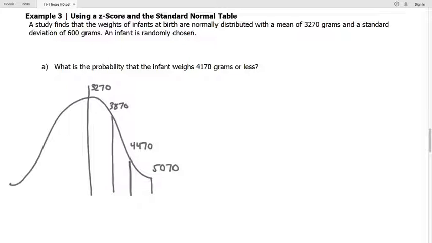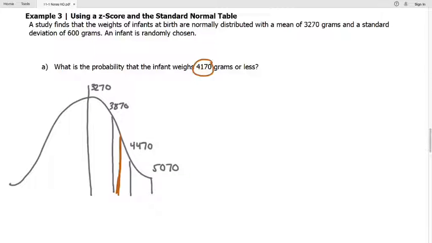Okay, but we have a problem. We are looking for the probability that the infant weighs 4,170 grams or less. 4,170 is not on that curve if I'm following standard deviations here. It's somewhere over here, where that orange line is. It doesn't line up perfectly on this normally distributed curve. So that's our problem. We can't use the information that we were using in examples 1 and 2 to solve this because our data doesn't line up perfectly.